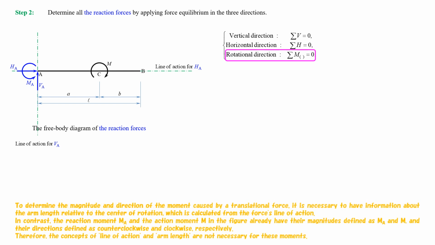To determine the magnitude and direction of the moment caused by a translational force, it is necessary to have information about the arm length relative to the center of rotation, which is calculated from the force's line of action. In contrast, the reaction moment MA and the action moment M in the figure already have their magnitudes defined as MA and M, and their directions defined as counterclockwise and clockwise, respectively. Therefore, the concepts of line of action and arm length are not necessary for these moments.